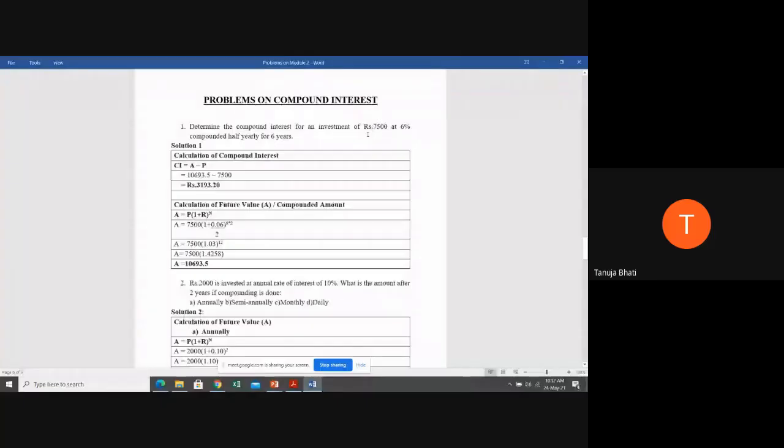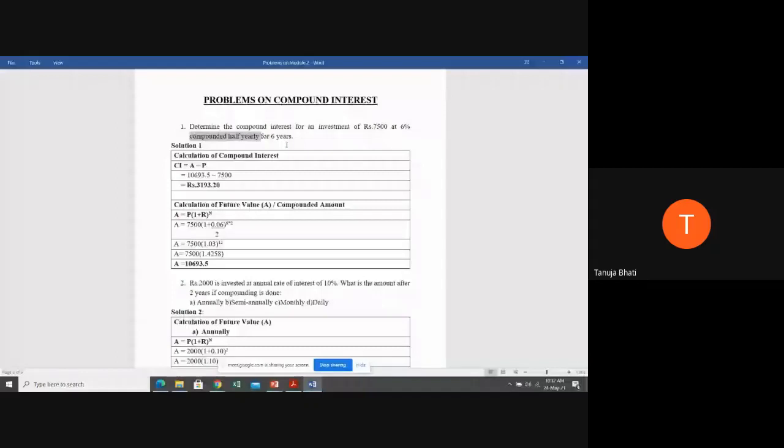When any problem is given to you all, just identify the terms. So 7,500 is your P, the original principal amount, because it is the initial investment. 6% is your rate of interest. 6 years is your time period, and compounded half yearly means semi-annually. So when it is compounded semi-annually, what do we do? We divide R by 2 and multiply N by 2.